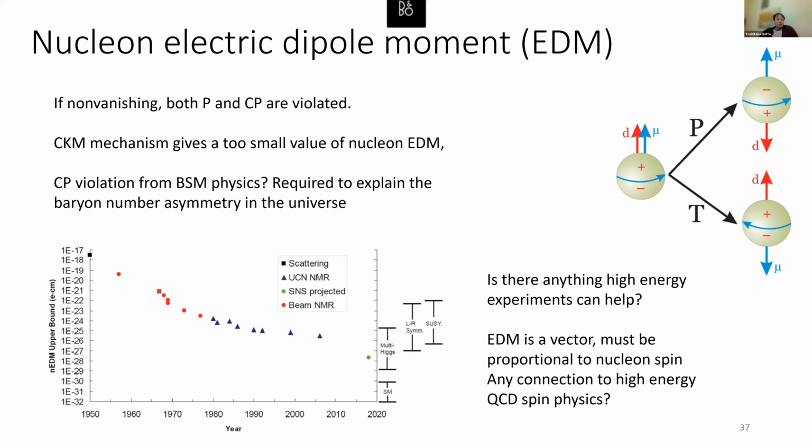So there is an interesting possibility that some physics beyond the standard model has a CP violation, and that induces a large EDM. And one thing that we can point out is that EDM is a vector, so it's a dipole moment, it's a vector, and so it must be proportional to the nucleon spin, right? The spin is the only vector in the proton. So if there is an EDM, it must be proportional to spin. So the EDM is related to spin physics.